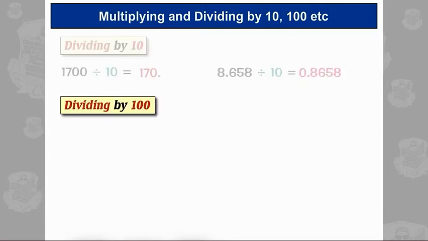Okay, dividing by 100 then. Well, this time we want to move the decimal point two places to the left. Here's our example, 725 divided by 100. So if we move the decimal point two places, we get the answer 7.25.